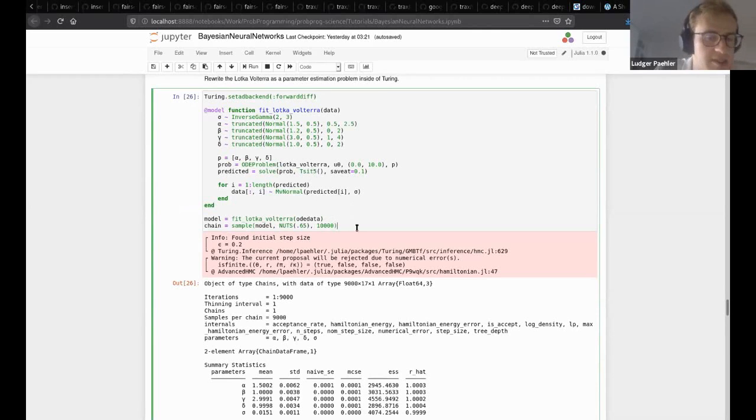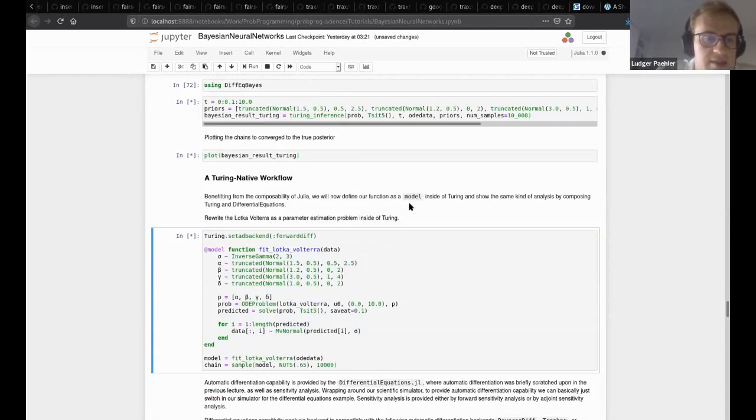Then we have our data. This here defines a probabilistic model that Turing views as a probabilistic model. Then again, it addresses it as a probabilistic model, takes the data, and then runs inference on this.